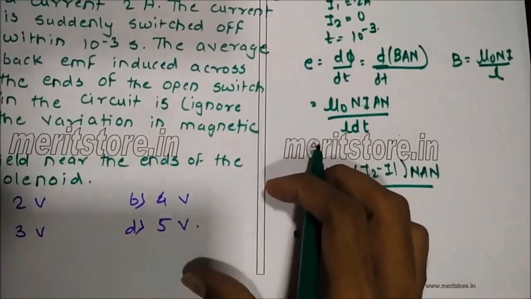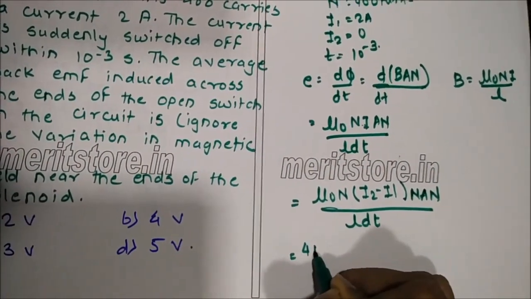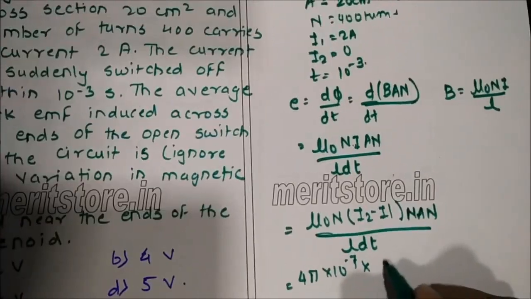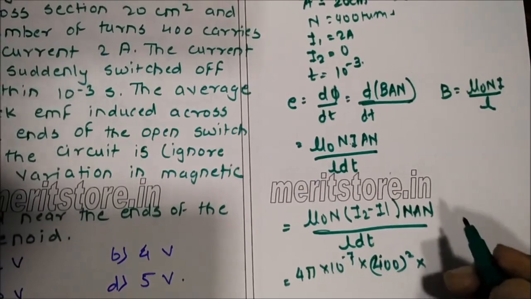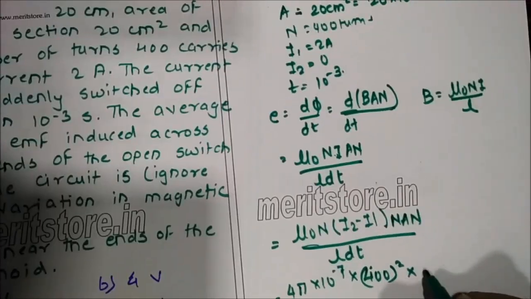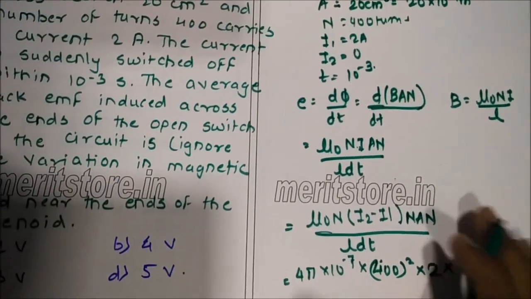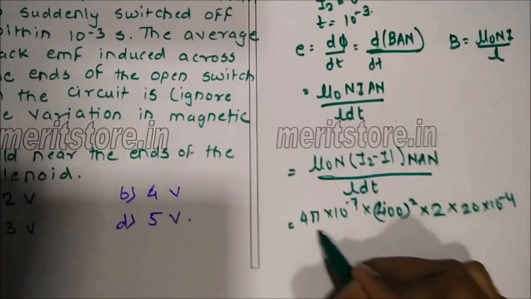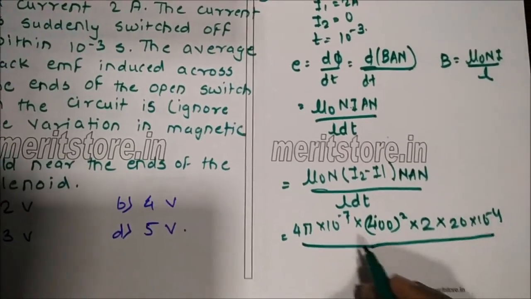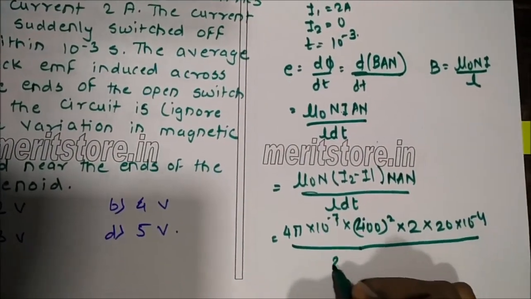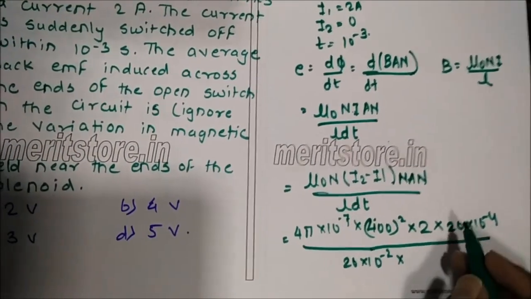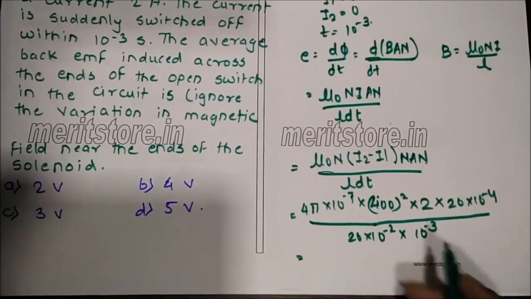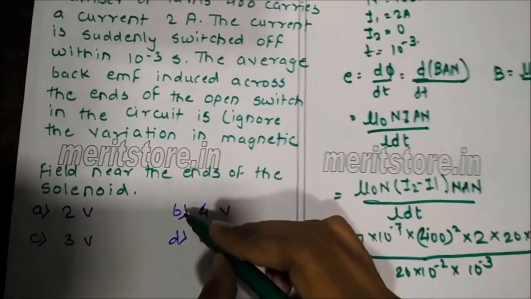Okay, now we substitute the values as per the rules. Mu naught is 4 pi into 10 raised to minus 7 into n square, n is the number of turns, that is 400, so that becomes 400 square, multiplied by I2 minus I1, that is 2 minus 0, that becomes 2 amps, multiplied by the area, which is 20 into 10 raised to minus 4, upon the length L, that is 20 into 10 raised to minus 2, into the change in time, that is 10 raised to minus 3 seconds. Okay, so the overall value of this comes out to be 4 volts, so B is the correct option, 4 volts.